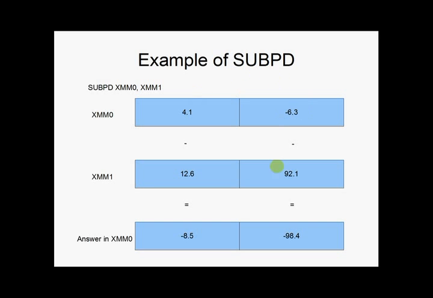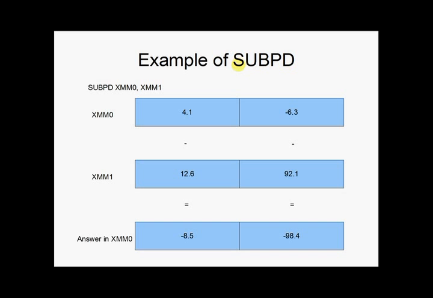This is pretty easy as well, but it does matter which order you put the operands in. In the previous example, if you add 2 numbers together, it doesn't matter which one you add, but for subtraction it does matter. So what happens is that the elements in XMM1 here, our source, will be subtracted from the elements in XMM0, not the other way around. Alright, it's pretty easy. Negative 6.3 minus 92.1 gives us negative 98.4 in the answer. 4.1 minus 12.6 gives us negative 8.5 in the answer. So that's subtraction of packed doubles.